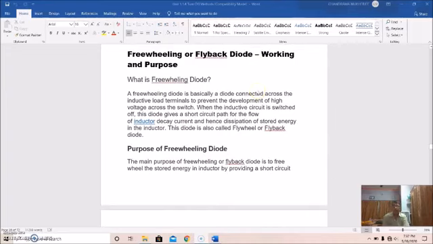Now we talk about the freewheeling or flyback diode and how it works. What does it mean by freewheeling diode or flyback diode? A freewheeling diode is basically a diode connected across inductive load terminals to prevent the development of high voltage across the switch. When the inductive circuit is switched off, this diode gives a short circuit path for the flow of inductor decay current and hence dissipation of stored energy in the inductor. This diode is also sometimes called a flywheel or flyback diode.